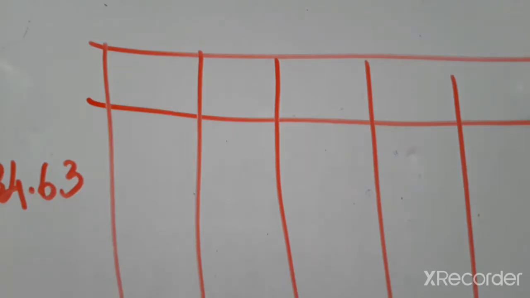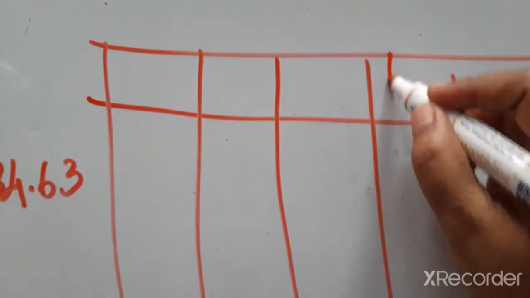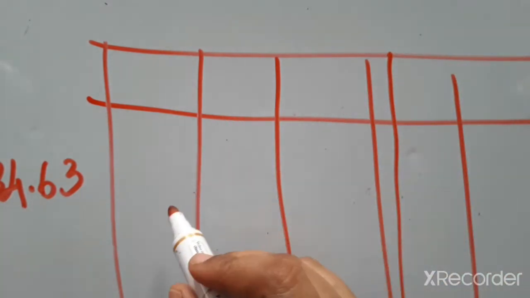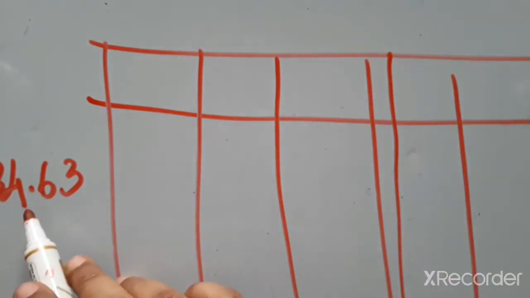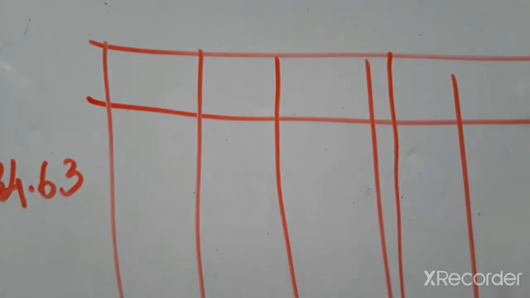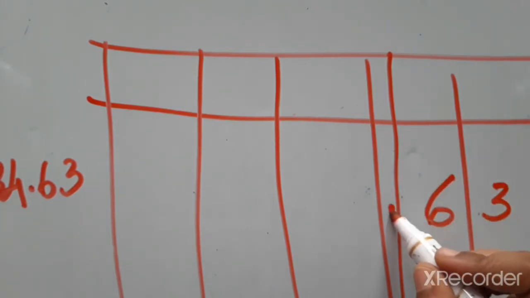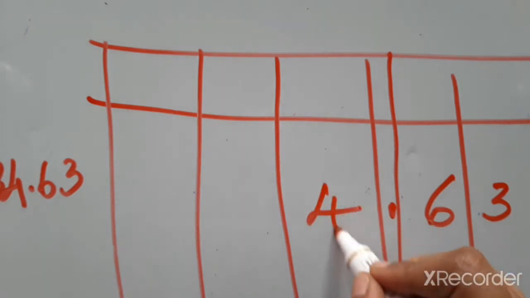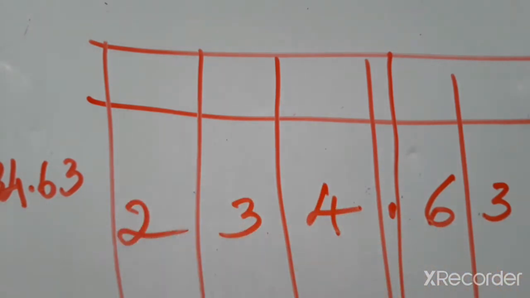For example, this is a place value chart. We have to write 234.63 on the place value chart. How to write the decimal? 234.63.